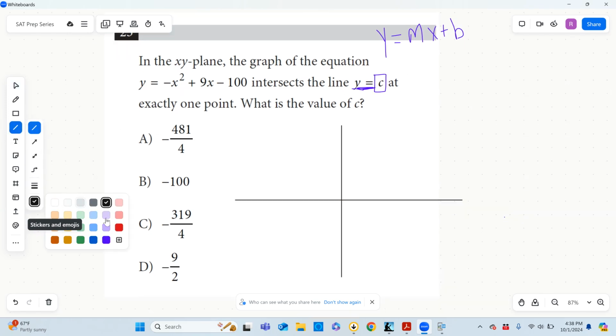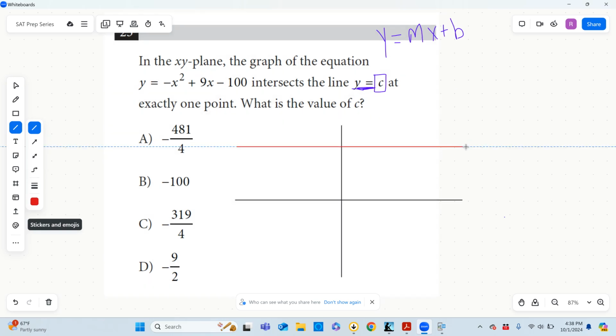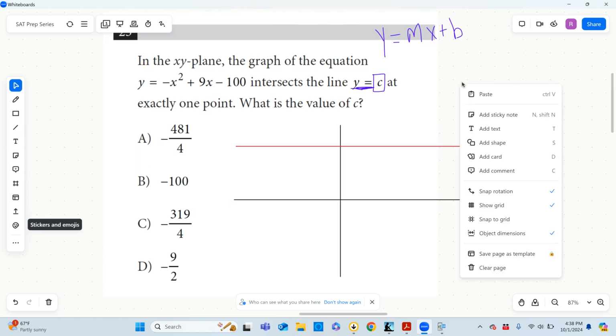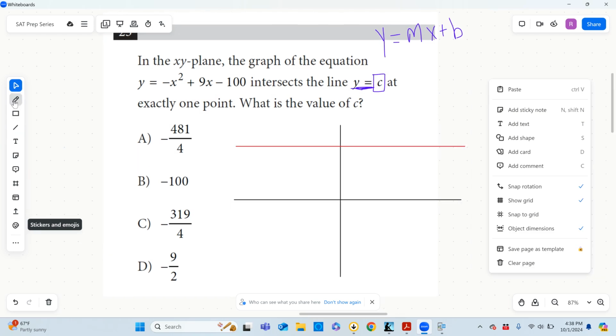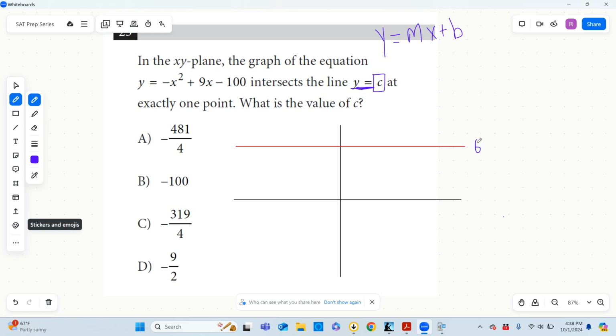So maybe I can change colors here. Let's draw in a horizontal line, y equals some constant c. So let's just imagine for a second that c is the number 6. Think about this line here. This could be the line.